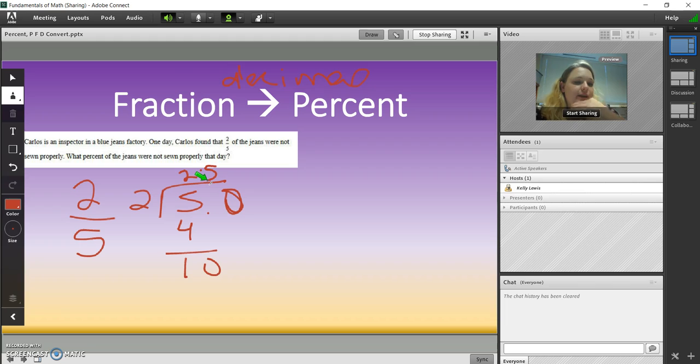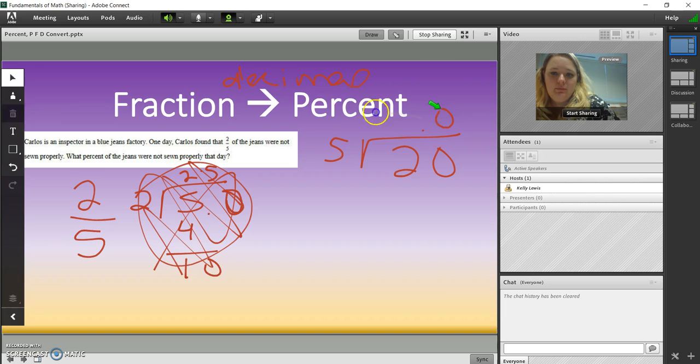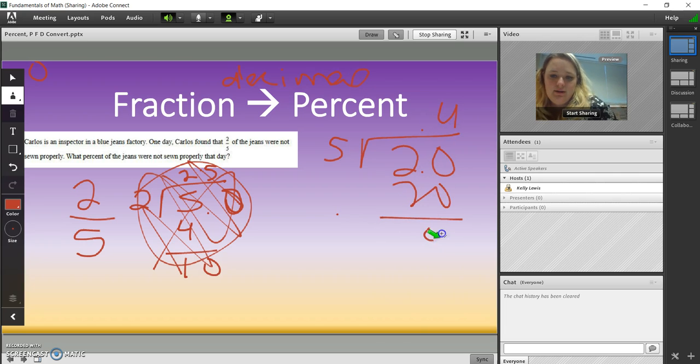I feel like there's something wrong. Hang on, let me pause this. No, I'm so silly. Bad teacher. I was totally showing you what not to do. You do this. 2 does not go into 5. Oops. 5 can go into 20. All right, so 5 goes into 20 4 times, and there's no remainder. Silly. All right, so we get 0.4.